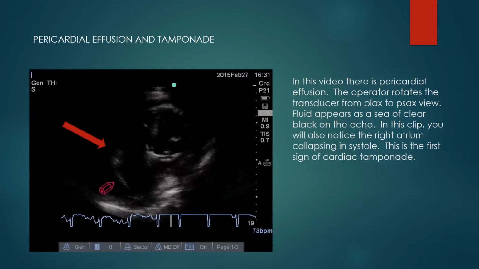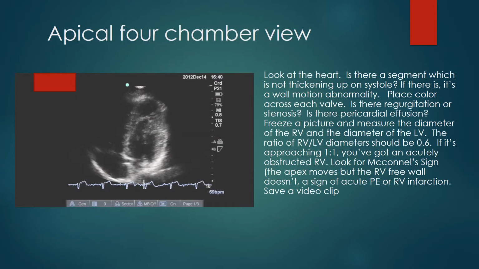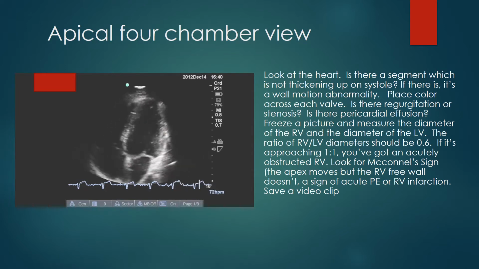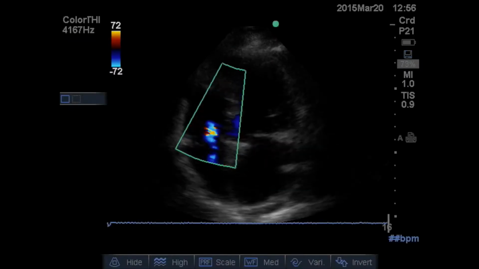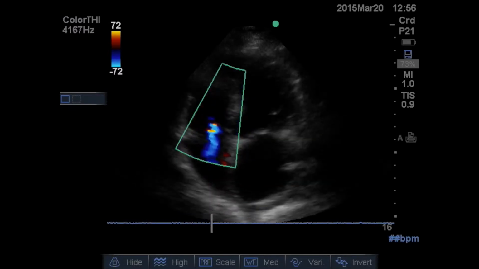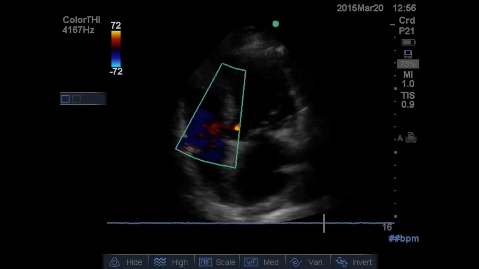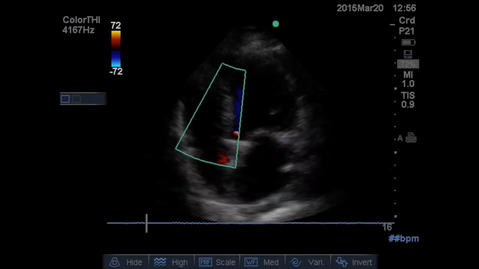As we go through the 4 views of the heart, we're going to do an apical four-chamber, and that's just shot from the apex with the marker pointing towards the patient's axilla. Make sure you're really on axis to get this view, and look for a wall motion abnormality. You can also put color over any of the valves to see if there's regurgitation or stenosis. Here's some tricuspid regurgitation in systole.